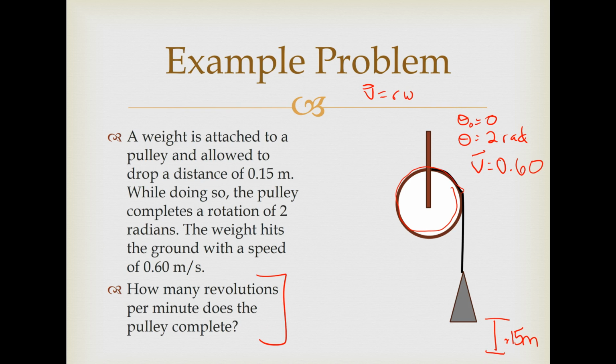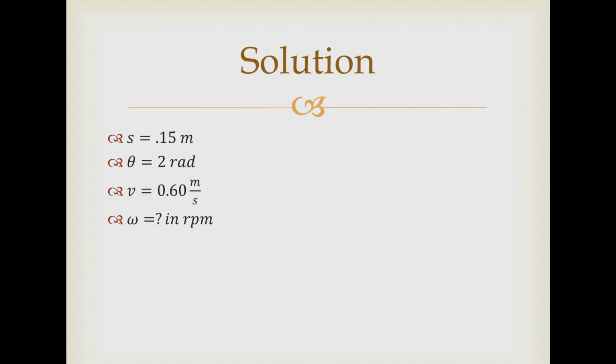So I'm going to go to the next slide, which actually has the solutions, which I'm going to go through. Again, the linear distance it moves is 0.15 meters. It has a final position of 2 radians if our initial position was 0. It has a linear speed of 0.6 meters per second. And we want to know our angular speed in a particular unit, which is revolutions per minute. We're going to convert to revolutions per minute because our units aren't going to be that when we find our answer.